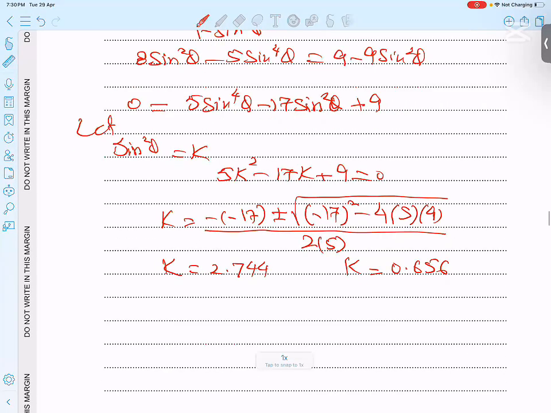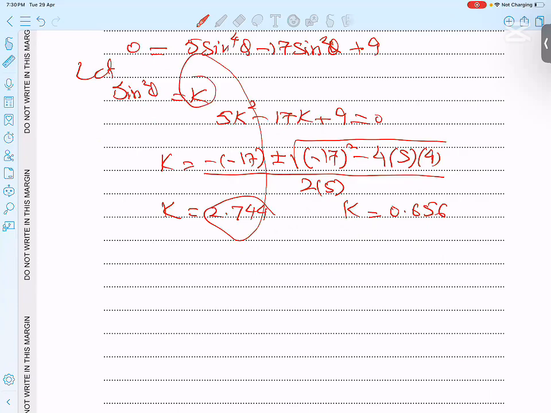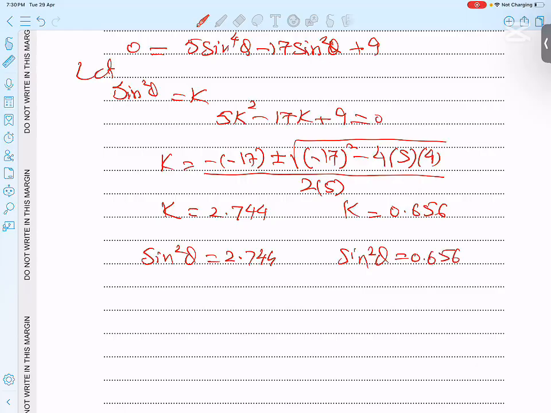So students, we got the two values. When I put them back here, I get sine squared theta is equal to 2.744 and sine squared theta is equal to 0.656. Naturally, the first is not possible. Reason: if I take the root of 2.744, it is 1 point something, but the value of sine must stay within the boundary of 1 and minus 1. So this has no solution. Whereas here, when I take the square root, I get two answers.